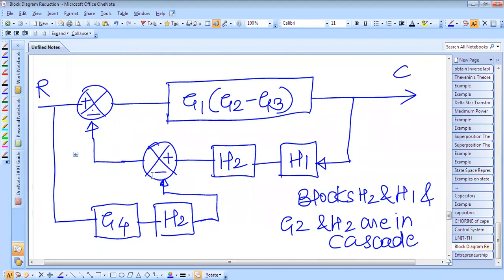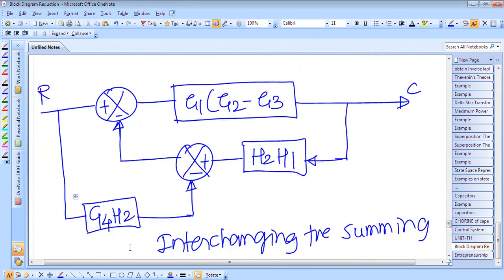I have taken the feedback path ahead of the block H2. So H2 will come on the right side of this summing point, and again one more block is created in feedback, and the gain is H2. And now H2 and H1 are in cascade, and G4 and H2 are in cascade. So we can represent each by one block. The gain of this block will be H1 H2, and the gain of this block will be H2 G4. In the next diagram I have shown this, taking the product of the individual gains.